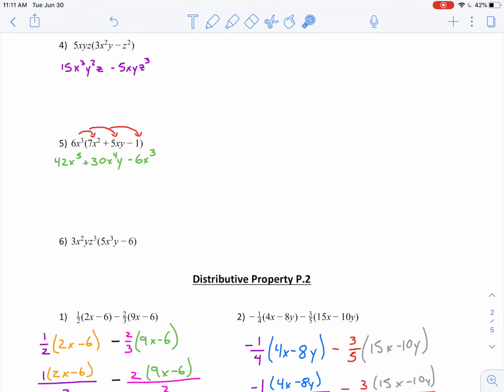Last one here, we're distributing it into 3 different areas or 3 different terms inside the brackets. So process stays the same. 6x cubed times 7x squared gives me 42x to the 5.